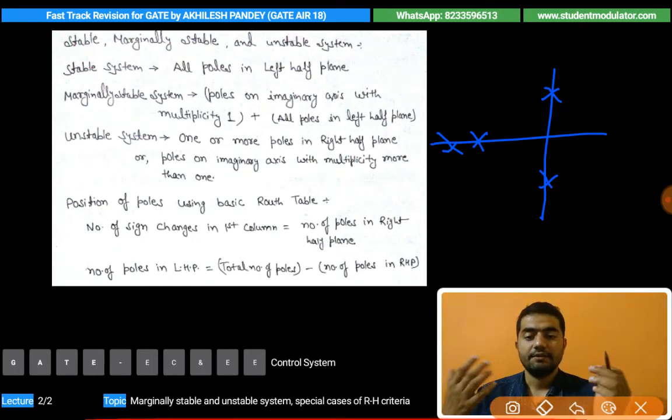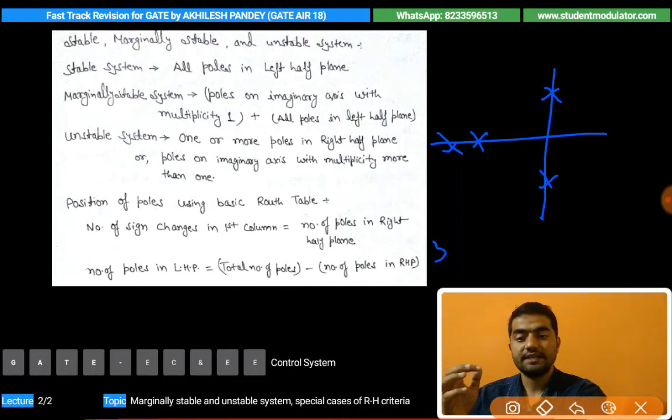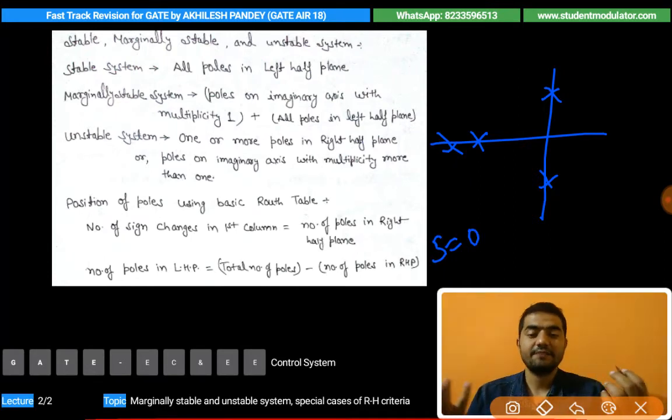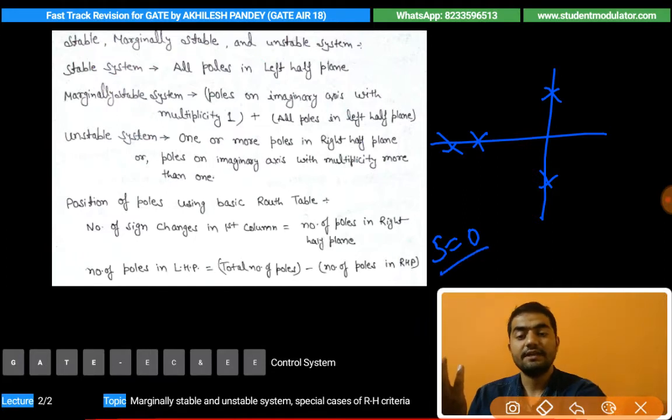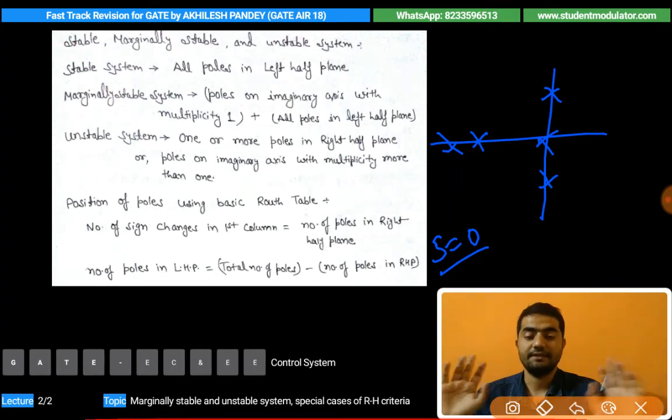One more thing: if there is a pole at the origin, suppose s equals 0, then it can also be marginally stable, but it must have multiplicity 1, that is, there should be only one pole at the origin. Otherwise, if there are two poles at the origin, then it will be unstable. So for checking marginal stability, we must ensure that the poles on the imaginary axis have multiplicity 1, and all other poles lie in the left half S plane.